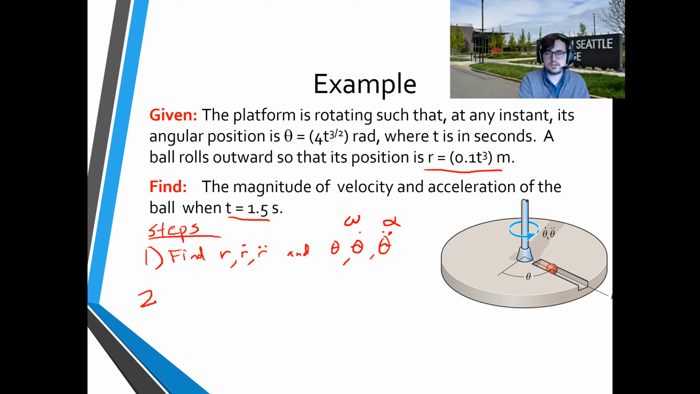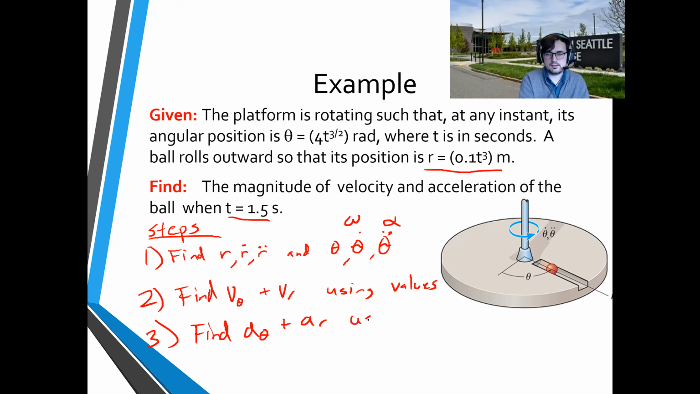After we have those bits, we can find v theta and vr using our values. And then moving from that, we can use that to find a theta and ar using these values. So that's going to be our general plan of attack here.